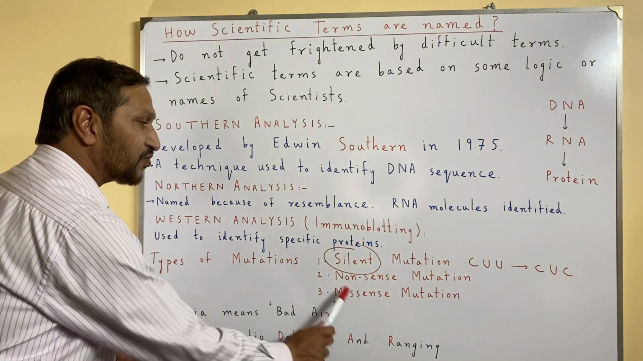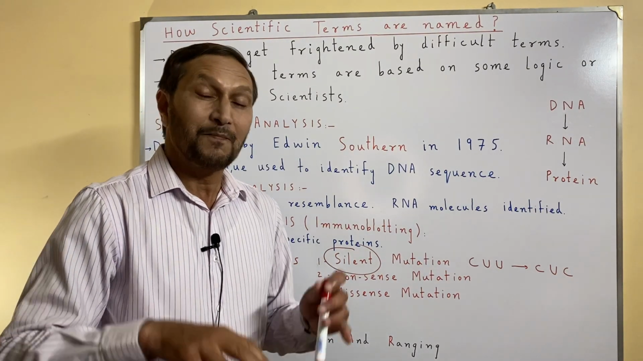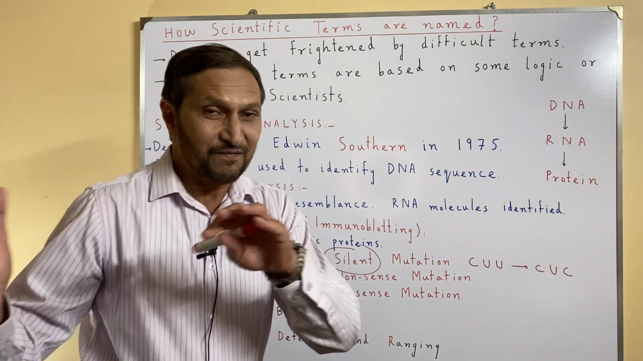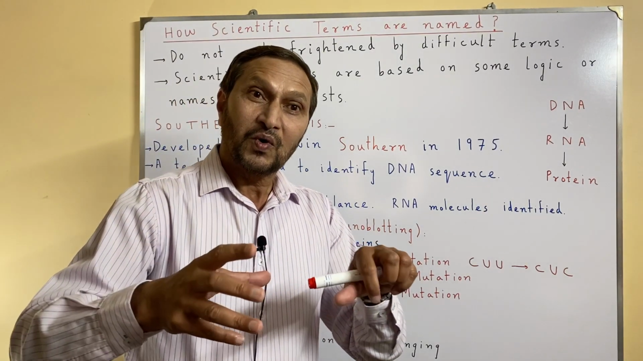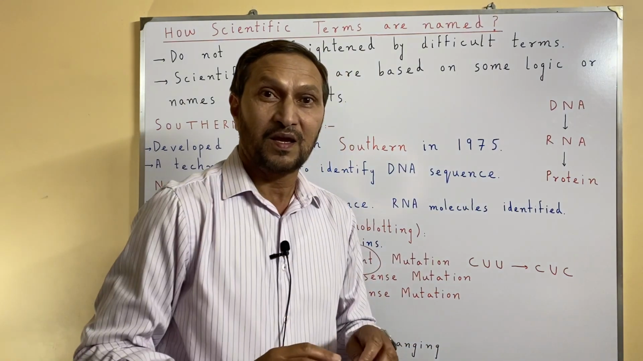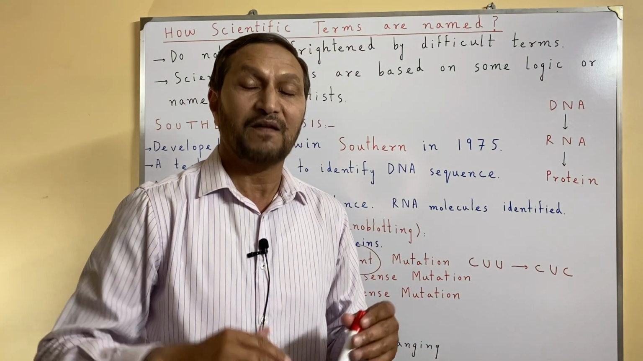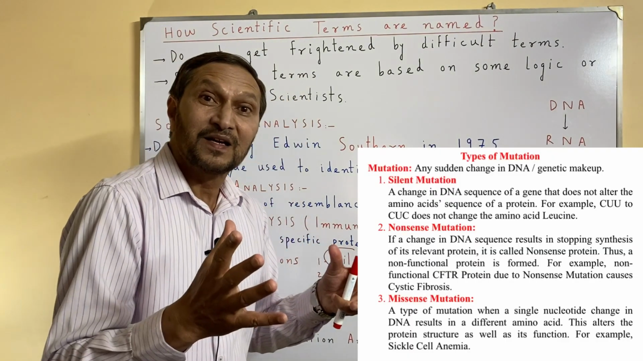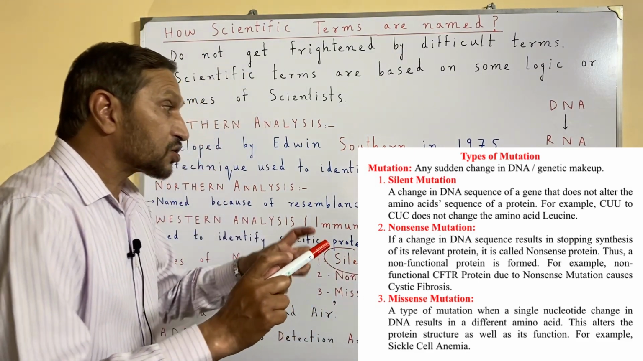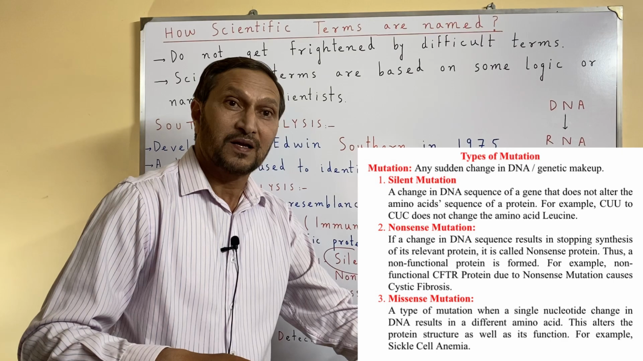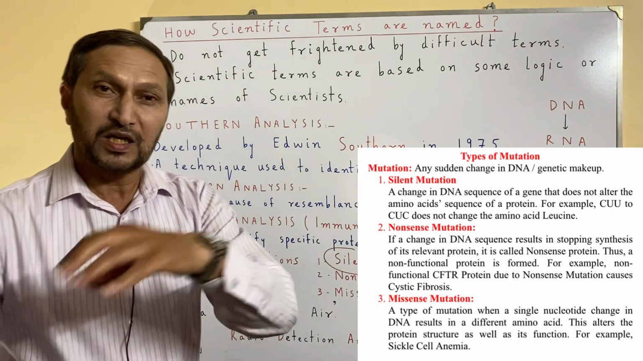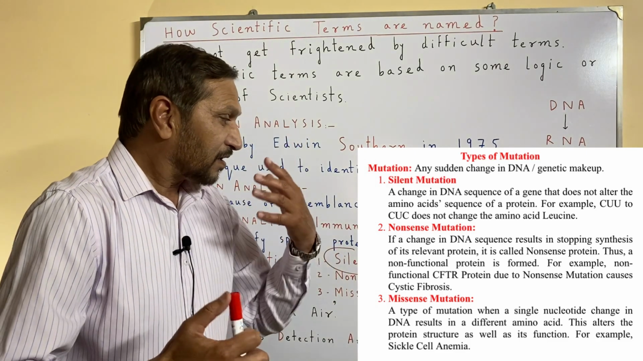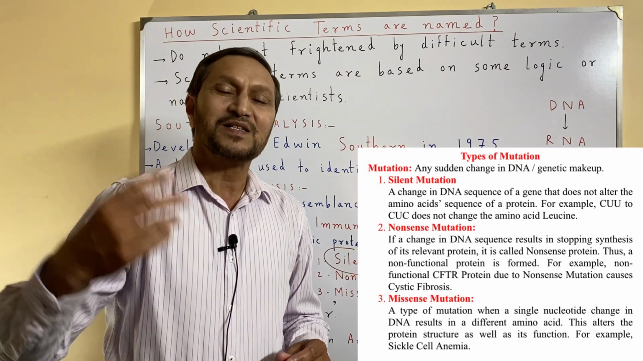Now, the third type of mutation is missense mutation. Missense mutation is named missense because when the mutation takes place, the message is conveyed in a wrong way and a wrong protein is formed. And when a wrong protein is formed, this is called missense because the message is understood wrongly. The message was A, but in the cytoplasm it was written B, for example.